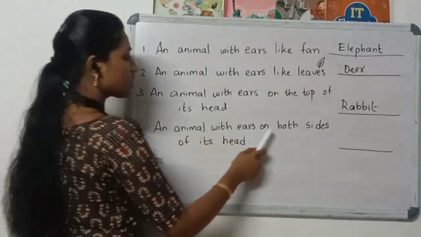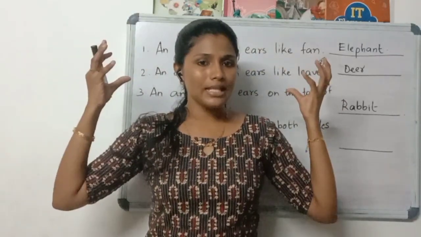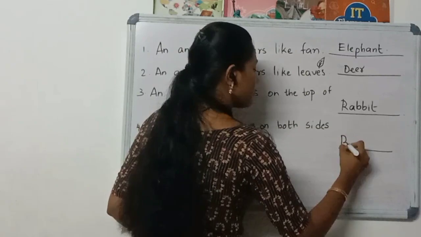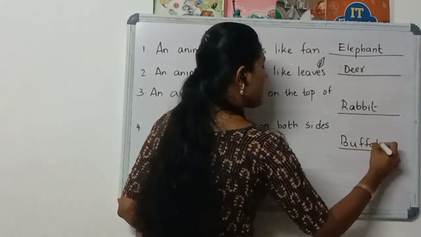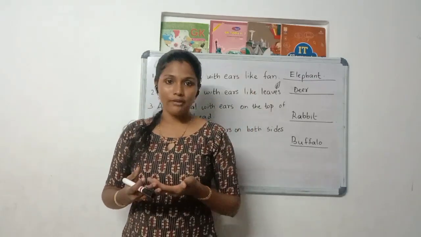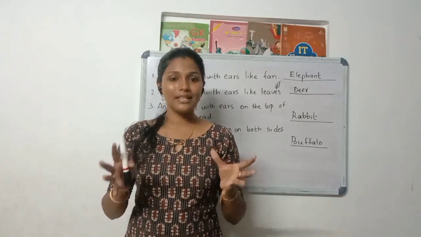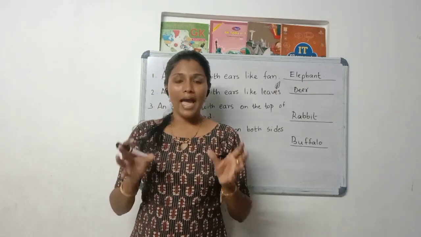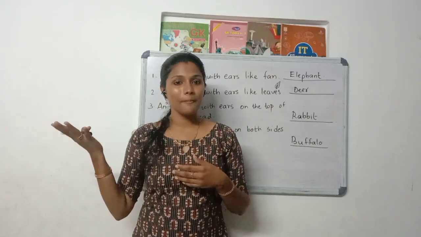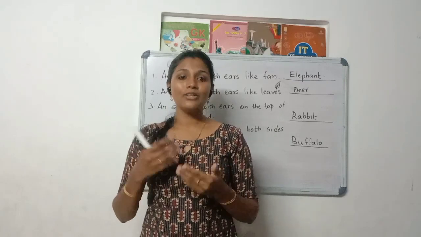An animal with ears on both sides of its head. We have seen animals with ears on both sides. They have ears on both sides of the head. Buffalo is such an example. Now, from all these things we have come across, the topic is clear that every living being has ears. Okay, but some are visible, some are invisible. The thing is that they are not visible to us.